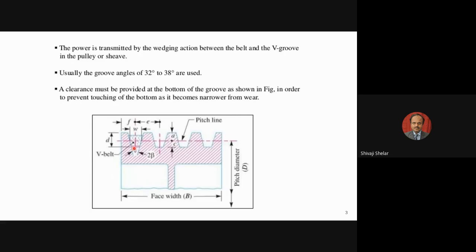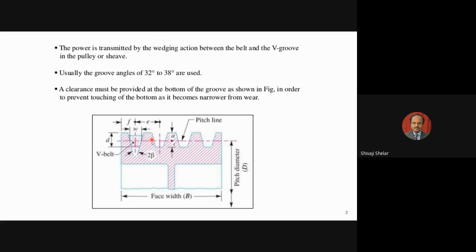And there is no contact at the bottom here. There should be a clearance gap here, and the contact should happen on the sides of the V. Then only the correct belting has happened. Otherwise, it is incorrect belting.